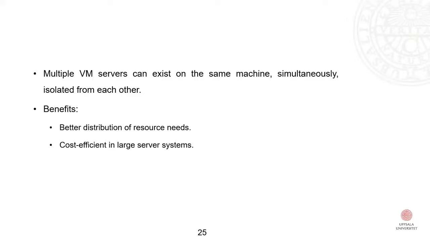There are also virtual machines for servers. A single server can have different operating systems, and they are run simultaneously and isolated from each other. It gives the servers the possibility to distribute their resources in a better way, and it is cost efficient. So you don't need to have several servers with different operating systems. Instead, you have just one or fewer servers, but you are still serving different operating systems.